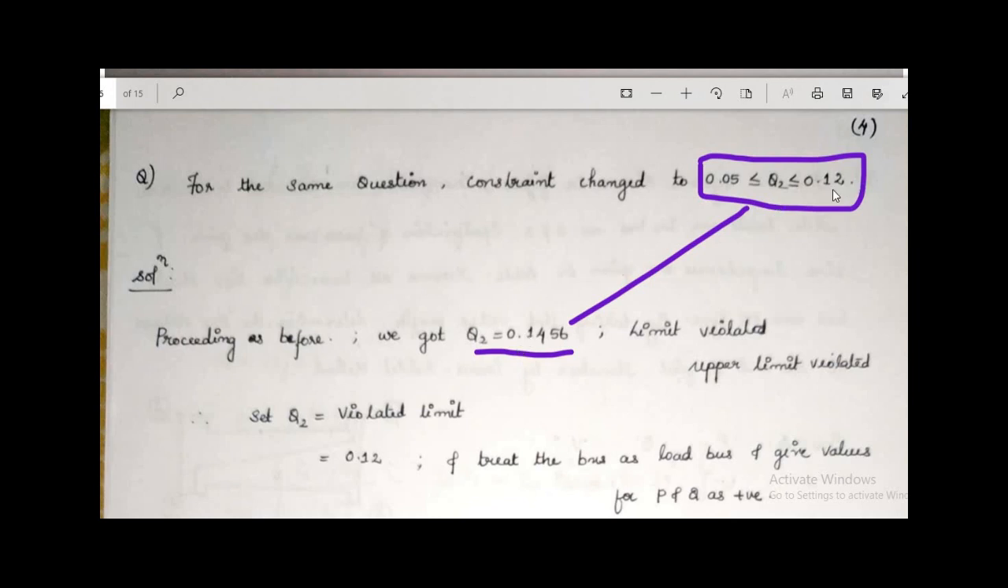Your value is greater than 0.12. So here, which limit is violated? Whether the lower limit is violated or whether the upper limit is violated? Yes, your upper limit is violated. This is the violated limit. So the limit violated is the upper limit.